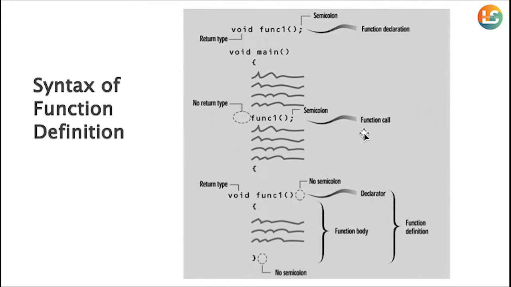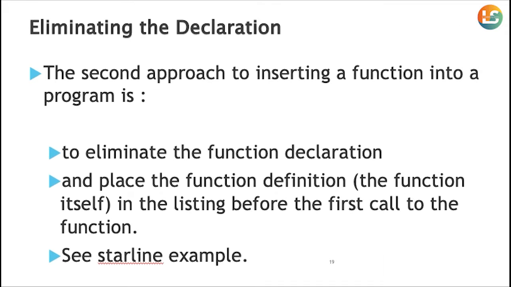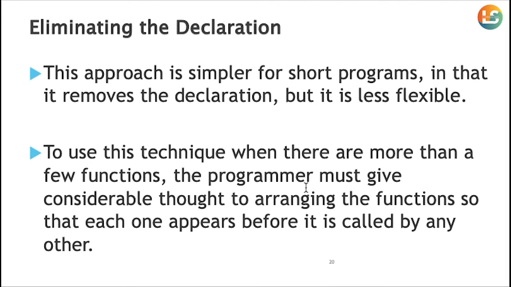The second approach to inserting a function into a program is to eliminate the function declaration and place the function definition itself in the listing before the first call to the function. For example, see the star line example. This approach is simpler for short programs in that it removes the declaration, but it is less flexible. To use this technique when there are more than a few functions, the programmer must give considerable thought to arranging the functions so that each one appears before it's called by any other.